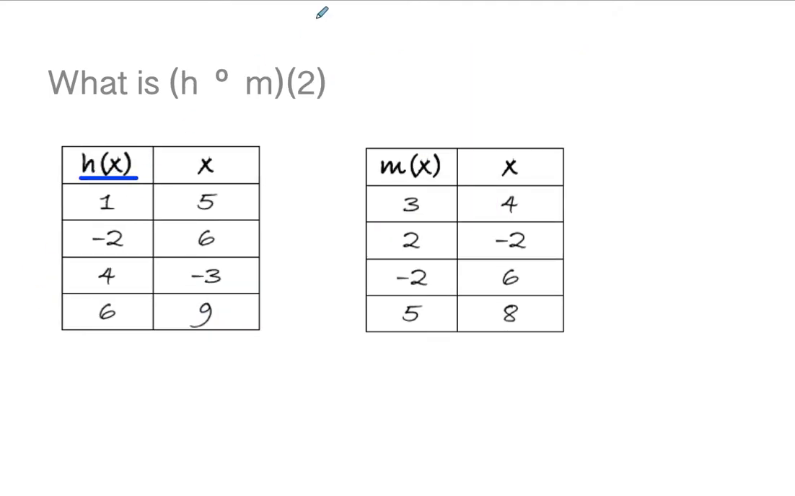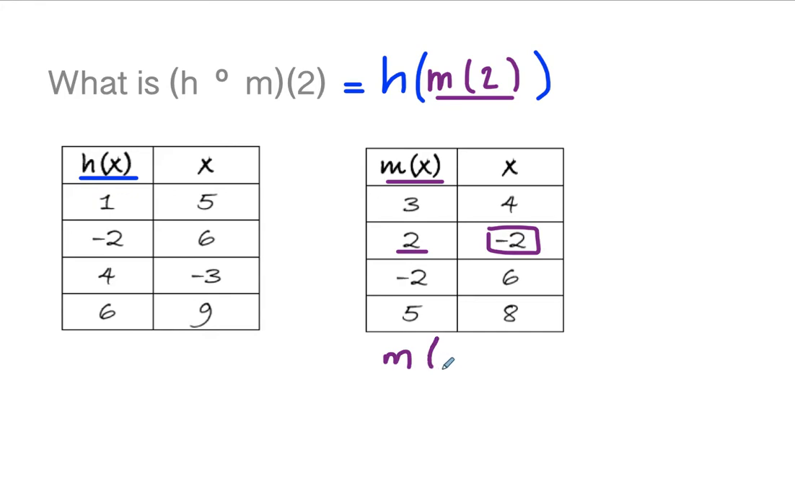Let's say that we have h of x and m of x. I want to find h of m of 2. So h goes on the outside, m goes on the inside, and 2 is my innermost parentheses. Remember, always start with the first one, m of 2. It's asking me where the y value is 2. Let's see. The y value is 2 right here. And when the y value is 2, what is the x value? Negative 2.